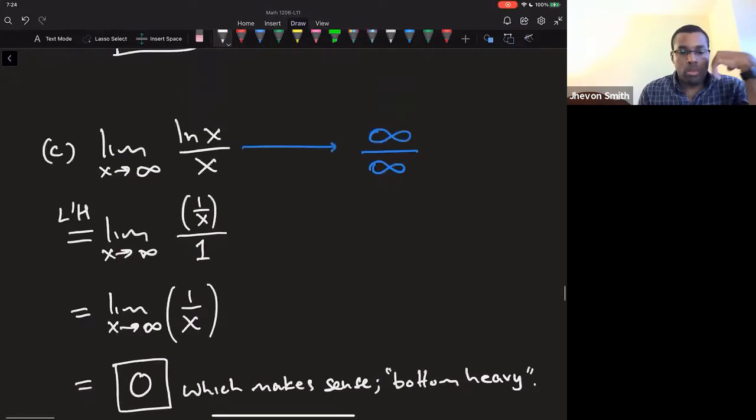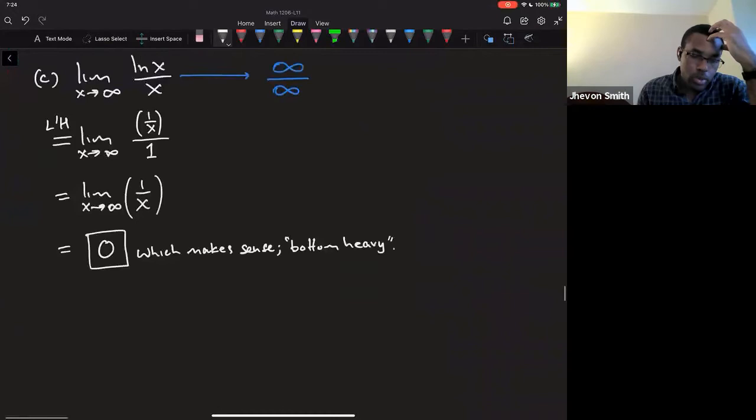Okay, so that's L'Hopital's rule on the easy guys. The guys where we kind of already knew the answer, we didn't actually need L'Hopital's rule.